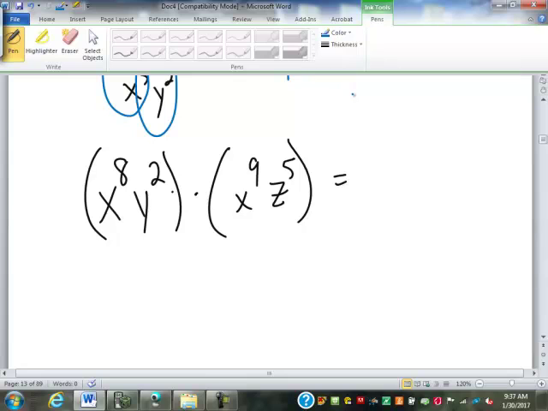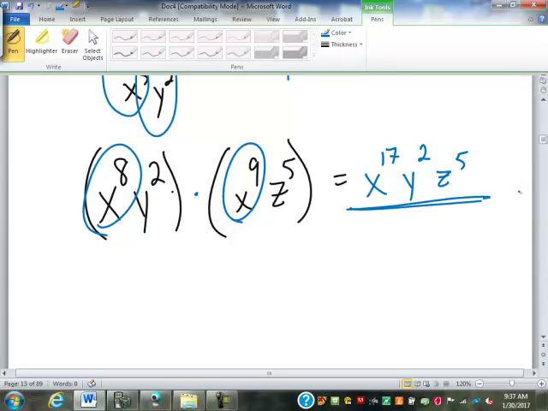Multiplying x to the 8th y squared times x to the 9th z to the 5th. What can I combine here? The x's. X to the 8th and x to the 9th make x to the 17th. I'm multiplying now, so I'm back to adding powers. The y's and the z's, there's nothing to combine with each of those. So I'm just going to do y squared z to the 5th.